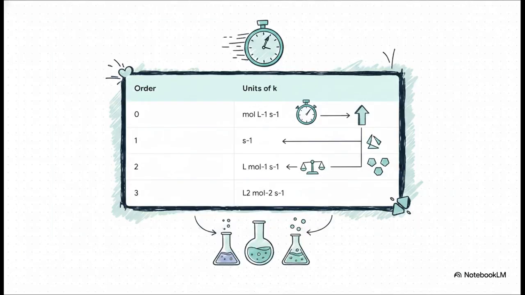Here is a fantastic shortcut if you ever get stuck on an exam trying to figure out a reaction's order. Just look at the units of its rate constant, K. For a zero-order reaction, the units match the rate of concentration over time. For a first-order reaction, it's just inverse seconds. It's such a simple trick, but it'll save you so much time.